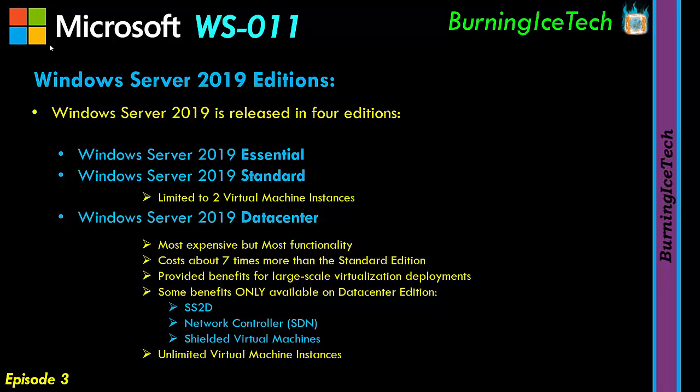But there's going to be a certain point in time which we can refer to as a tipping point, where it might actually be cheaper just to go to the data center. Now, yes, data center is 7 times more expensive as compared to the standard edition, so it's going to take quite a lot of virtual machines to reach that tipping point. So considering 7 times more, that means you're going to have to take 2 virtual machines, multiply 7. So that's about 14 virtual machines.